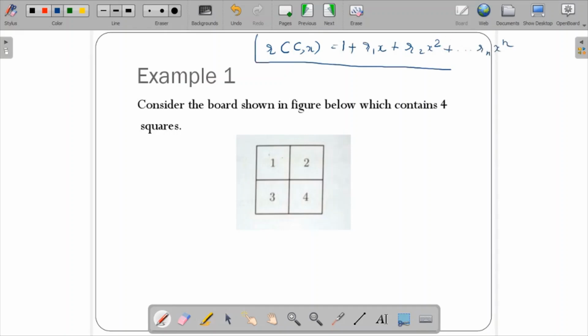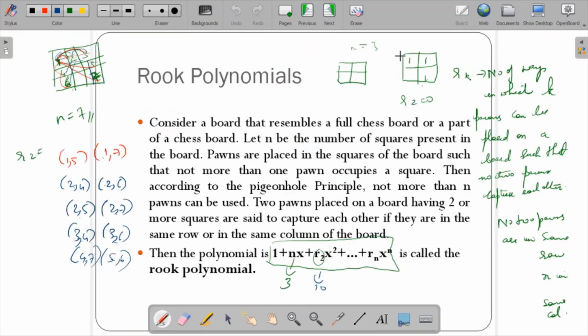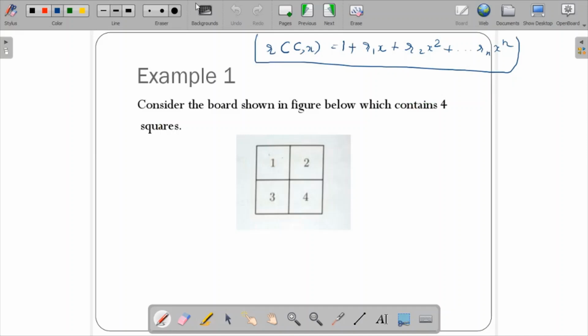So this is the root polynomial formula, the previous formula itself, but instead of R1 I gave the board name as C comma x. Now consider the board shown in the figure. What we are supposed to find is the root polynomial. R1 is nothing but n itself. So you can just write 1 plus R1, which is nothing but n. You remember, the number of squares in the board. So in this board you should find the value of R1, the value of R2, and finally substitute back into this root polynomial.